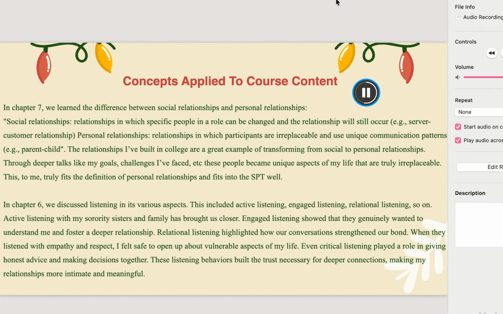Moving on to social relationships and personal relationships. The social relationship can be something like the server-customer relationship, co-workers, a boss, whereas in the personal relationship, you're moving into things that are more irreplaceable and unique, such as a parent-child or a sibling bond. And I can confidently say that the relationships that I've built in college are a great example of going from social to personal relationships. This is definitely due to things like the deeper talks, my goals, challenges I faced, trauma growing up, anything deep like that I can attribute to moving into these personal relationships.